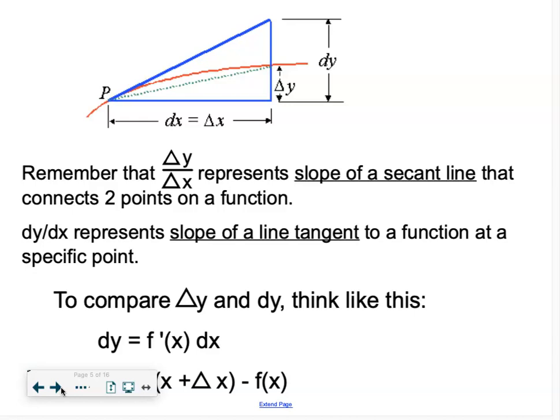Does that help a little bit? Do you guys kind of get the picture? I can't tell. Yes or no?